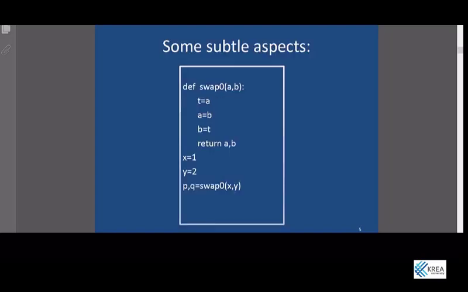There are certain subtle aspects that we should be aware of if we want to avoid unnecessary pitfalls. Look at this simple code which does the job of swapping two numbers. So if you are given numbers 1 and 7, after this program is executed, it will return numbers 7 and 1. That is in the reverse order.